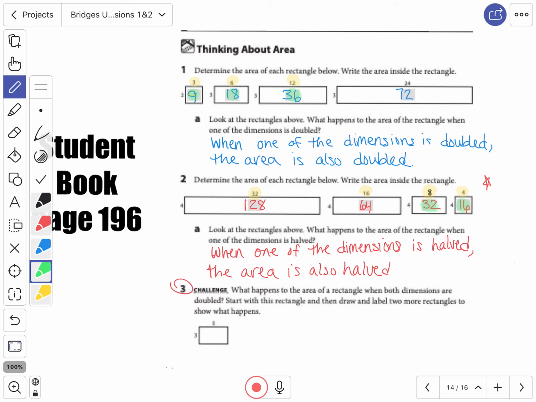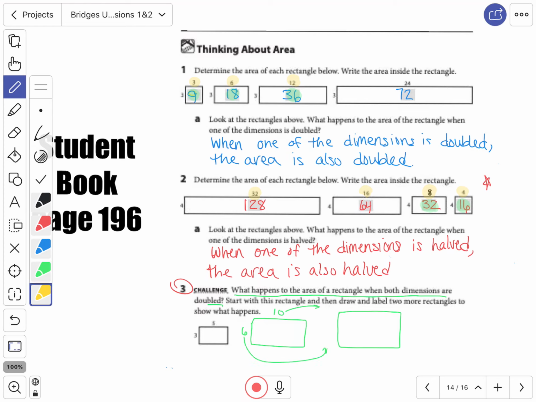Okay. This is where it gets tricky. What happens to the area of a rectangle when both dimensions are doubled? So start with this rectangle and then draw and label 2 more rectangles. Well, if I've got 3 and 5, I'm going to start you off, but you're going to finish it, okay? If I double 5, I have 10. If I double 3, I have 6, okay? If you were to draw another rectangle, you have to double the 10 and double the 6.